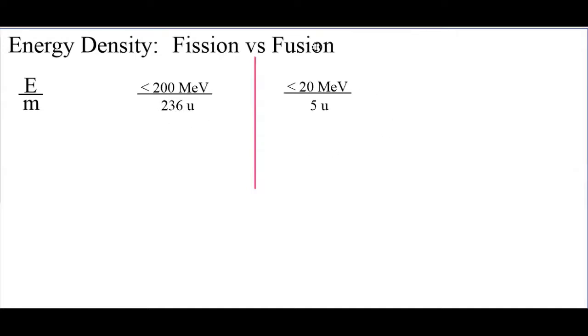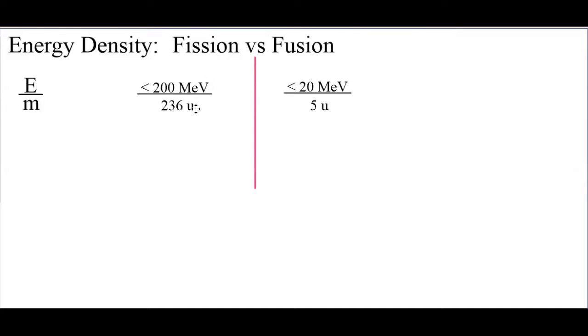And now compare that to the fusion reaction of those two hydrogen isotopes. Right, we end up with somewhere a little less than 20 mega electron volts. Again, just a little bit of rounding there. 20 mega electron volts versus 200. Okay, so as far as energy is concerned, 200 is bigger than 20.